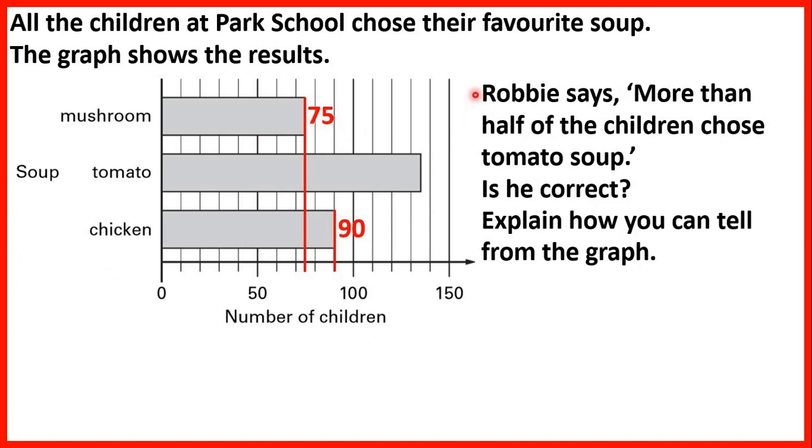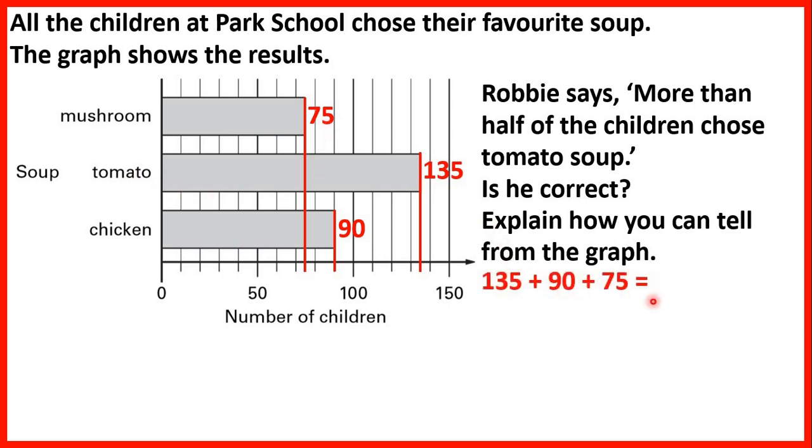Now, Robbie says more than half of the children chose tomato soup. Is he correct? Explain how you can tell from the graph. So if we look at tomato soup, we have 100, 110, 120, 130, and it's halfway between 130 and 140, so that's 135 children choosing tomato soup.